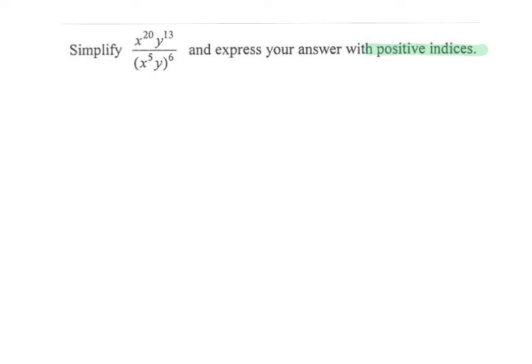Okay, first of all, copy down the question. So over x to the power 5 times y, bracket to the power 6. So first step, when we see a bracket, we need to remove the bracket first. So x to the power 20 times y to the power 13 over, how to remove the bracket? We are applying the following laws of indices.